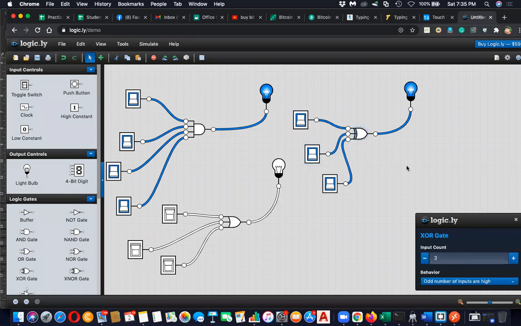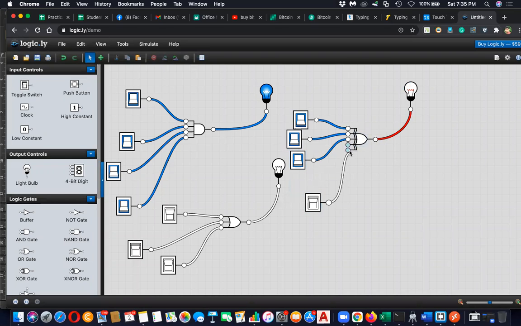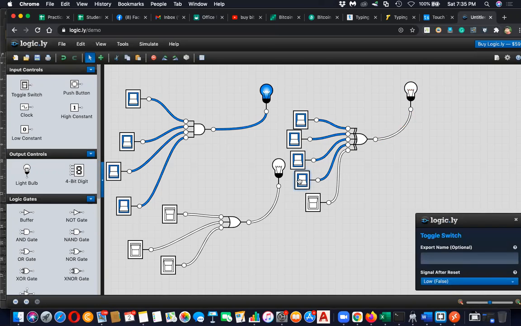So what happens if I increase the number of inputs to 5? If I connect another two switches like this, what happens if I turn on four switches? It will be off because four is even. Five is odd, on. Four is even, off. Three is odd, on. Two is even. One is odd. So understood?